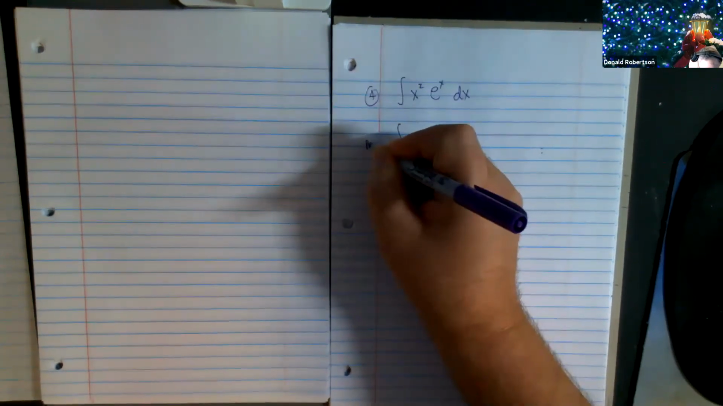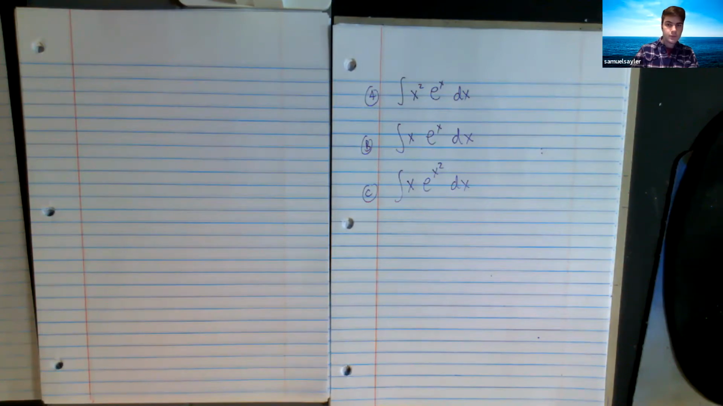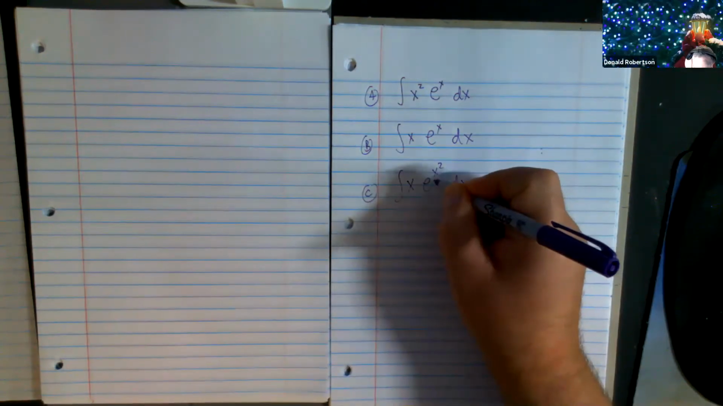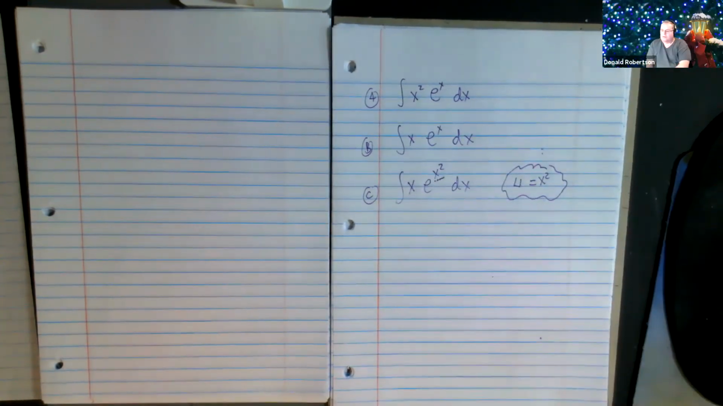I'll give them names. I'll call them A, B, and C. Which one of these is the u-sub? C. Correct. What feature made you go u-sub? The power, the x squared. This guy up here. And I'm assuming that was obvious, that is your u-sub, it would work, right?